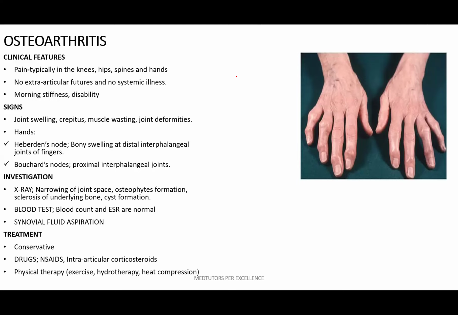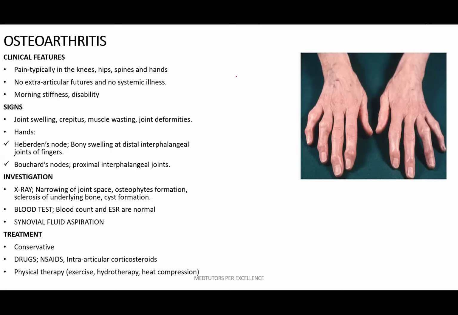Okay, what are the signs? There's joint swelling, crepitus. As they move the joint, they will be hearing a crepitus sound in the joint. There's muscle wasting, joint deformity. If you look at the hands, there's what is called Heberden's nodule. Remember, rheumatoid arthritis, swan neck deformity; osteoarthritis, Heberden's nodule. What is the Heberden's nodule?